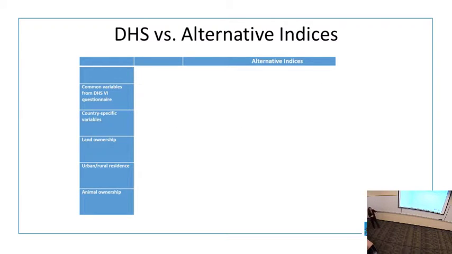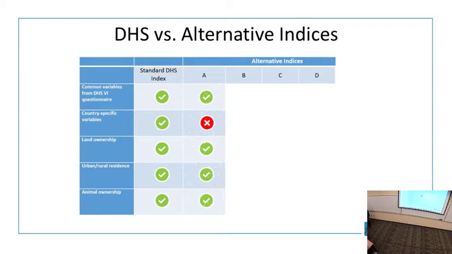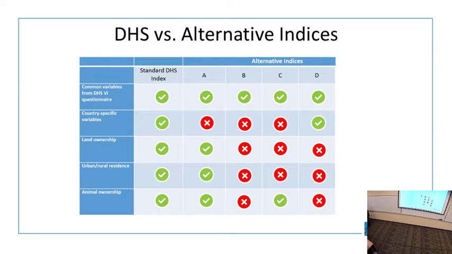So what these analyses did was we looked at questions in different groups. We looked at variables that are asked in all demographic and health surveys. And then we looked at questions that are country-specific, questions that address land ownership, questions that address animal ownership, and questions that look at living in an urban and rural residence. So the full wealth index is going to ask questions about all of these things. And in our alternatives, we looked at different combinations. So for example, in this first one, anything that was country-specific, we took out of our analysis. And then we would run our data again and see how well it compared to asking the full set of wealth index questions. And we did a variety of different combinations with the other analyses.